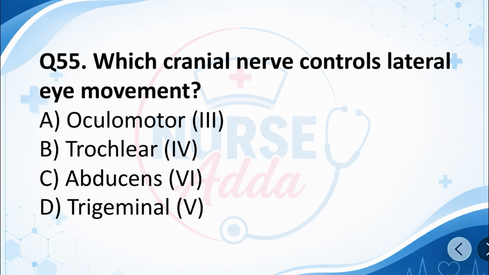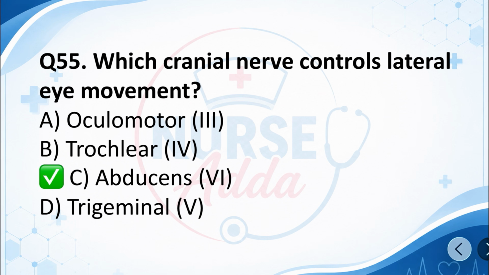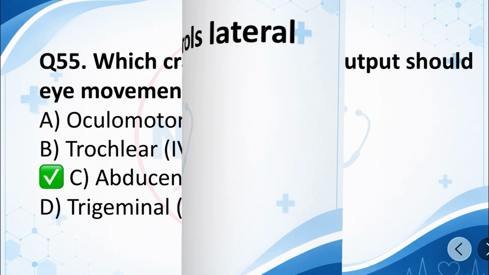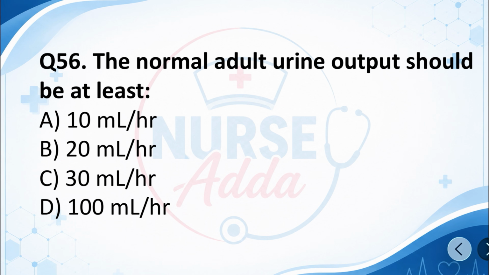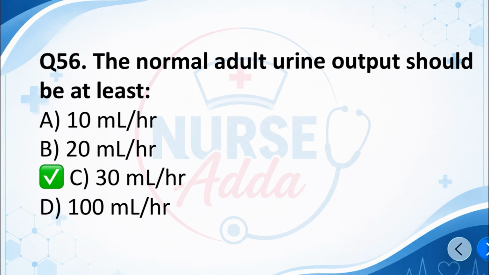Next one, which cranial nerve controls lateral eye movement? The right answer is option C, abducens. Next one, the normal adult urine output should be at least. The right answer is option C, 30 ml per hour.